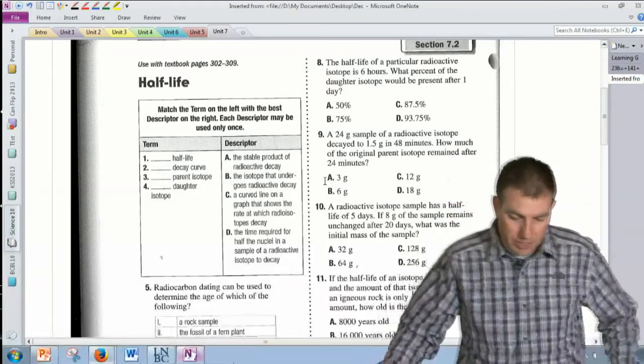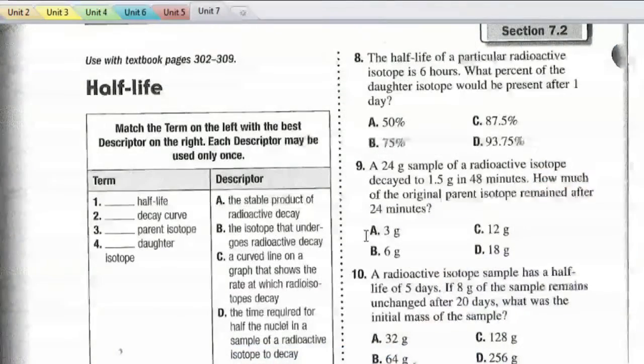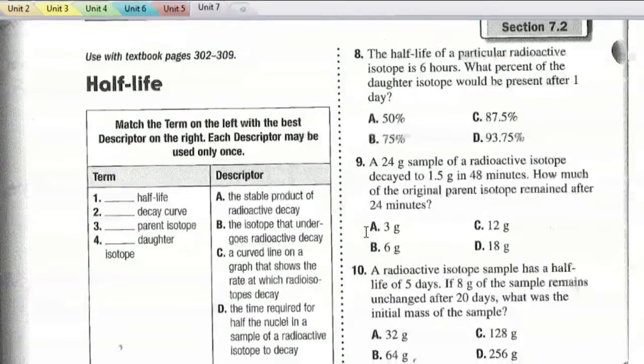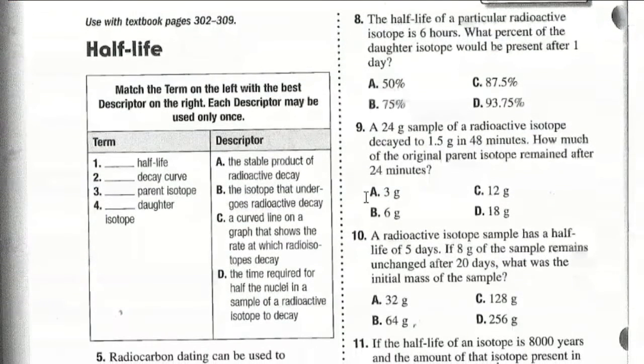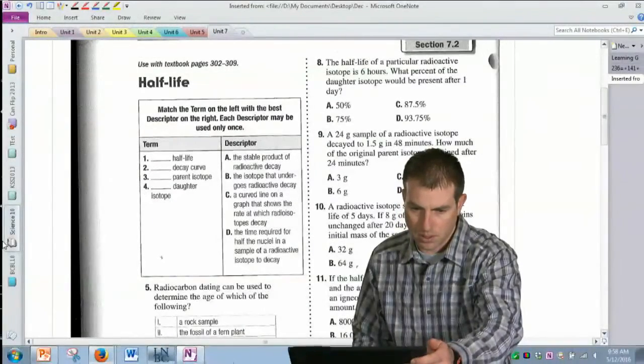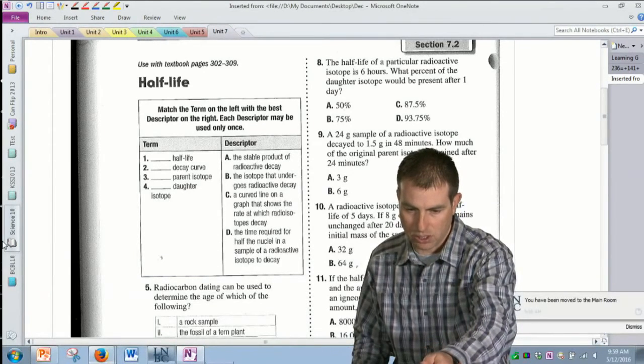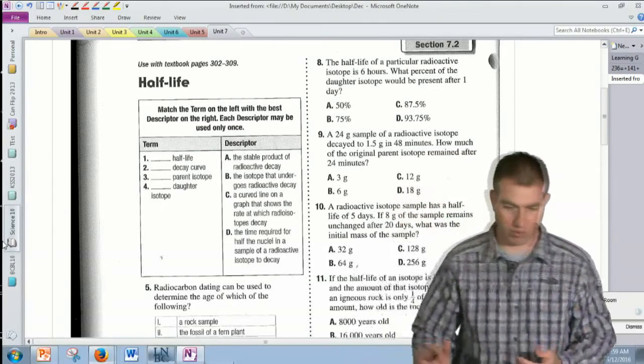So the first part of the sheet matches the term on the left with the best descriptor on the right. Each descriptor used only once. Half-life, what does that mean? So what are we thinking? Maybe as a group we can help me out. I guess you're all in your little rooms, which makes life a little difficult. I think there's an easy way I can put you all back in the main room at once. Breakout rooms, create, return everyone to the main room. All right, there we go. We're all back in chat, which is going to make your lives a little bit messy because you were chatting with your friends, but now you're chatting with everyone again.